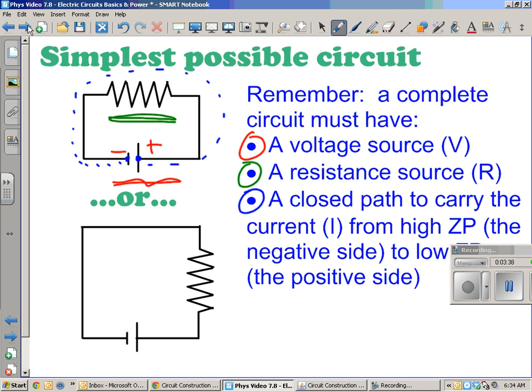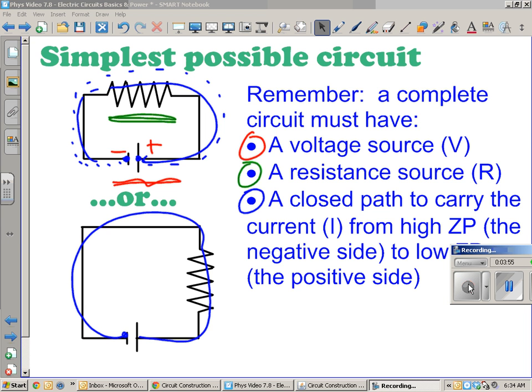This drawing here on the bottom is the exact same thing, because in both drawings, the electrons have to come out of the battery through a resistor before coming back to the battery. Same thing. Electrons come out of the battery through a resistor before coming back to the battery.